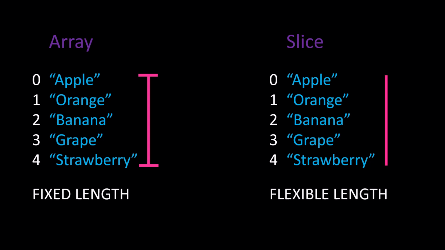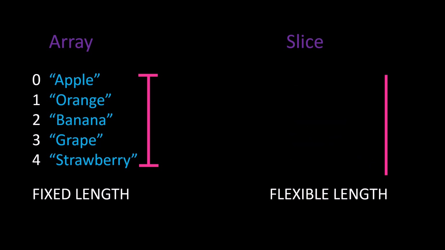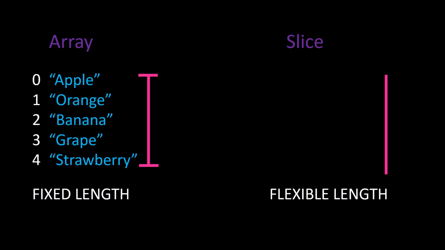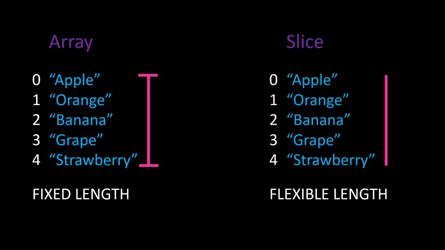A slice, on the other hand, is similar, but it's much more flexible. You can actually change and resize the length of the slice. So if you need to add an item, you can simply append an item to the list. If you need to reduce the size of a list, you can actually take a slice of a slice.